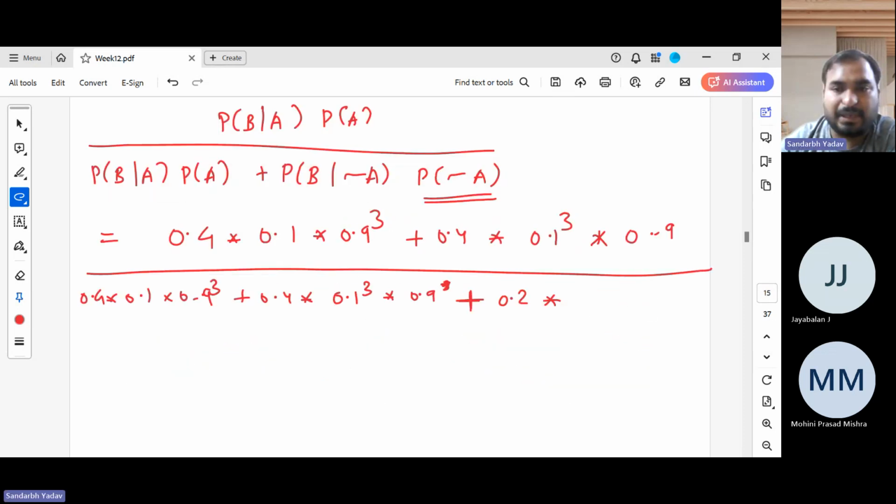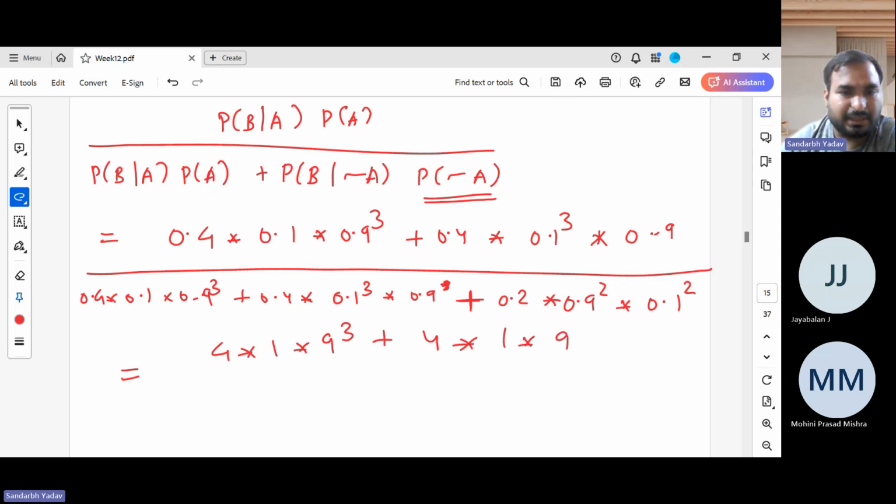So this will be multiplied by 0.9 squared into 0.1 squared. Okay, so again, you'll have to just solve this and let's see. Multiply by 1 lakh in numerator and denominator. So it will become 4 into 1 into 9 cube plus 4 into 1 cube is simply 1 into 9, upon the same in denominator, 4 into 1 into 9 cube.